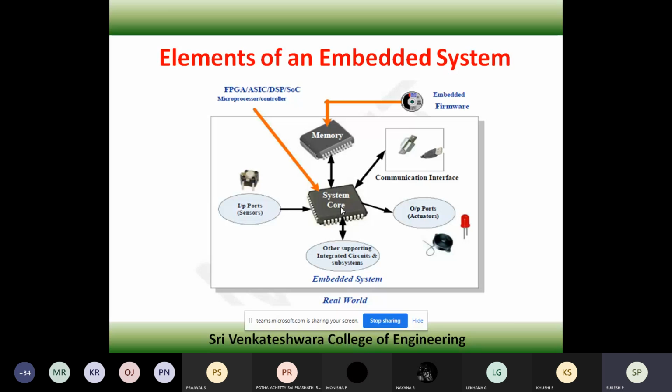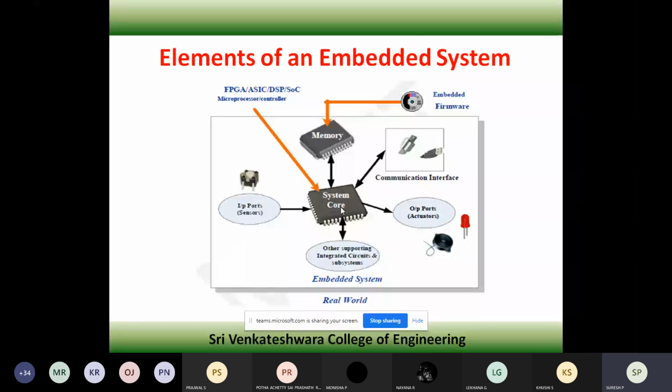So next is DSP, that is digital signal processing. Next is SOC. SOC stands for System on Chip. Next, it may have a microprocessor or microcontroller. So the system core may contain any of these six. Either it may be an FPGA, or an ASIC, or a DSP, or a SOC, or a microprocessor, or a microcontroller.